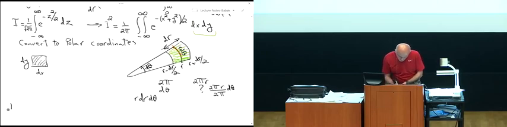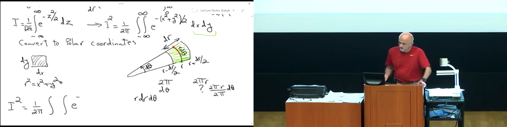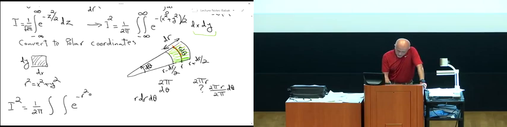So my I squared is 1 over 2 pi, integral, e to the what? What's the exponent now? So my r squared is x squared plus y squared, no? I'm going radially. So what's the exponent? R squared over 2. And then I've got r dr d theta. Okay.